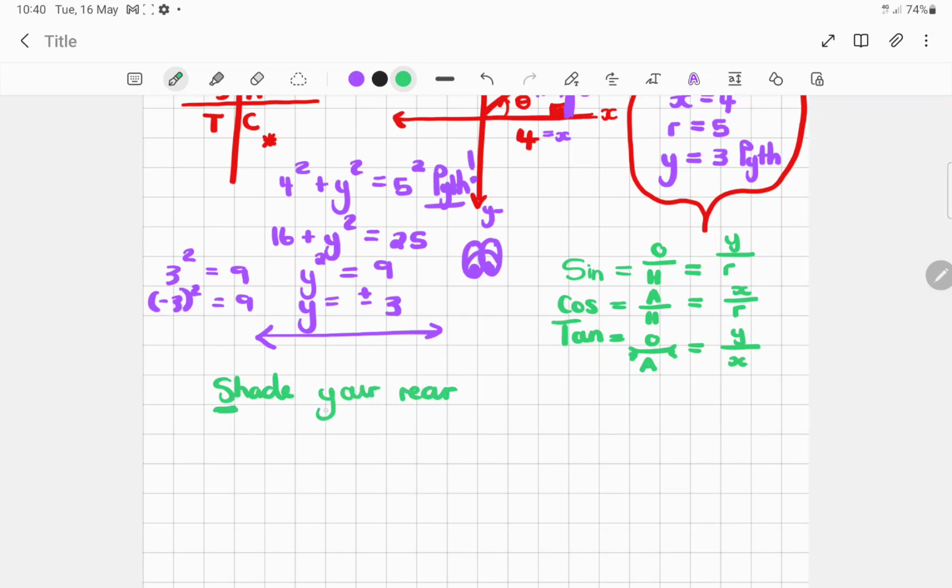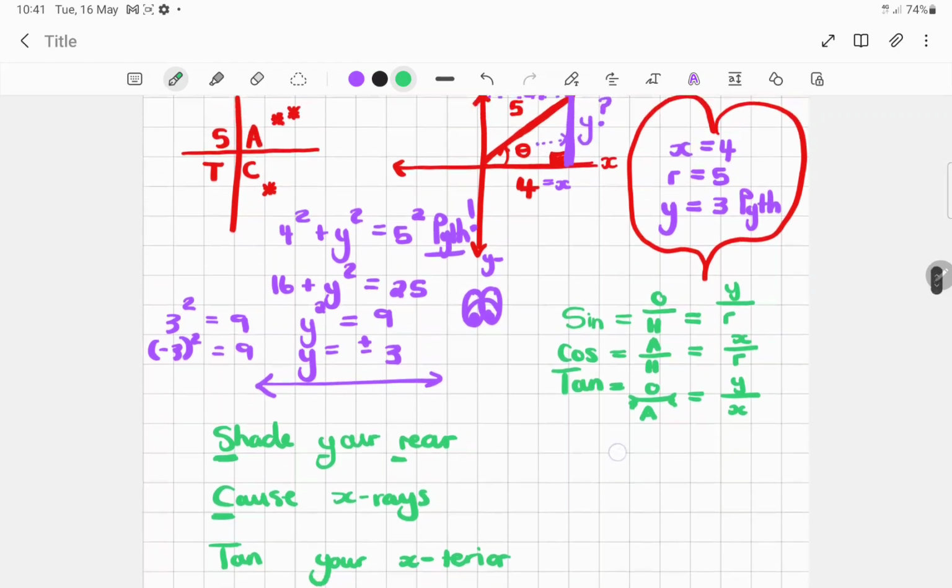So sine is y over r, cos is x over r, tan is y over x. Shade your rear: sine is y over r, cos is x over r, tan is y over x. All right, so that's another way of remembering this.